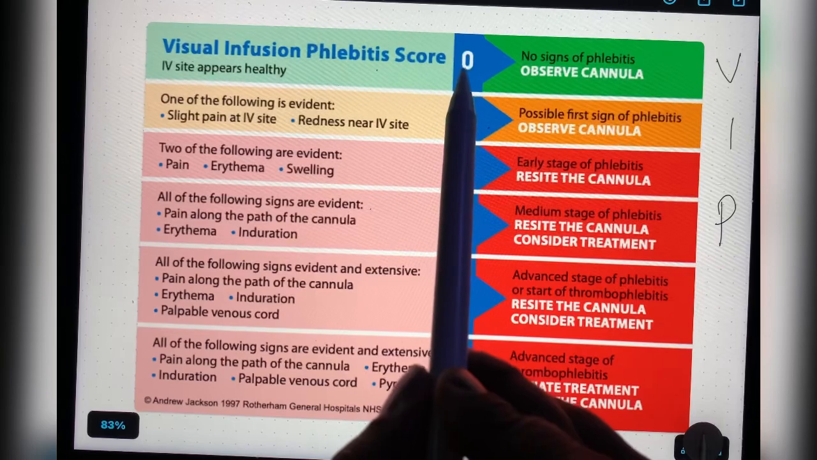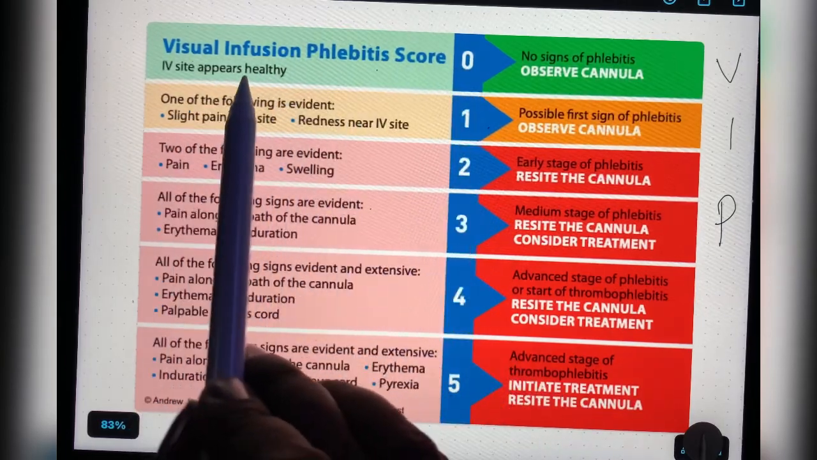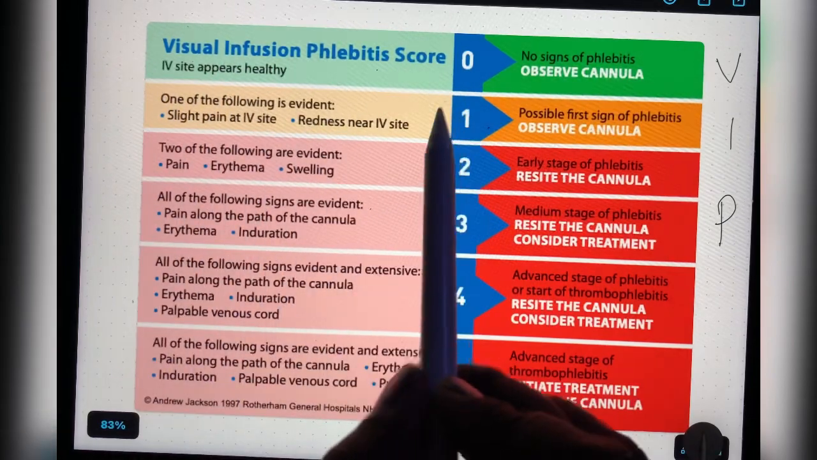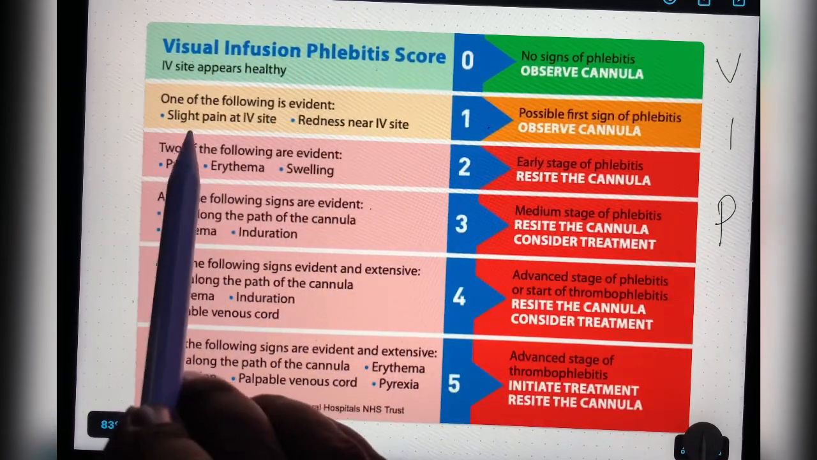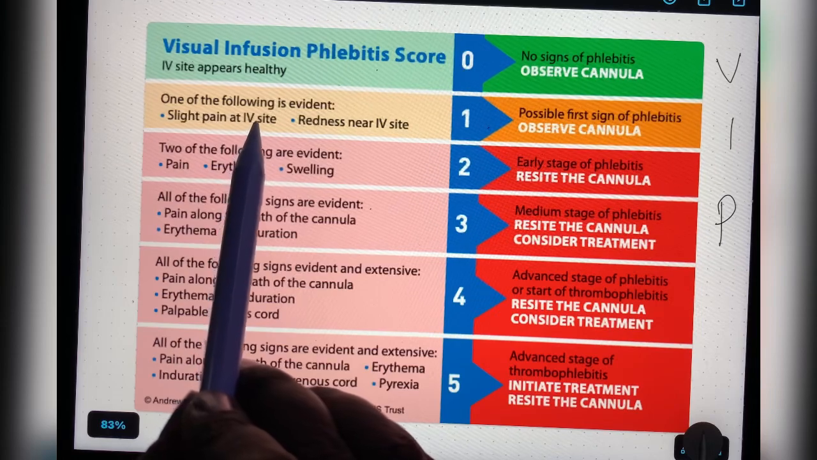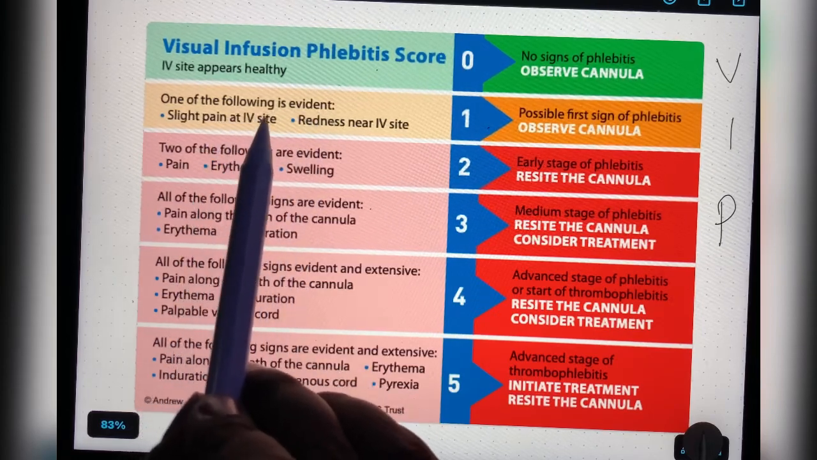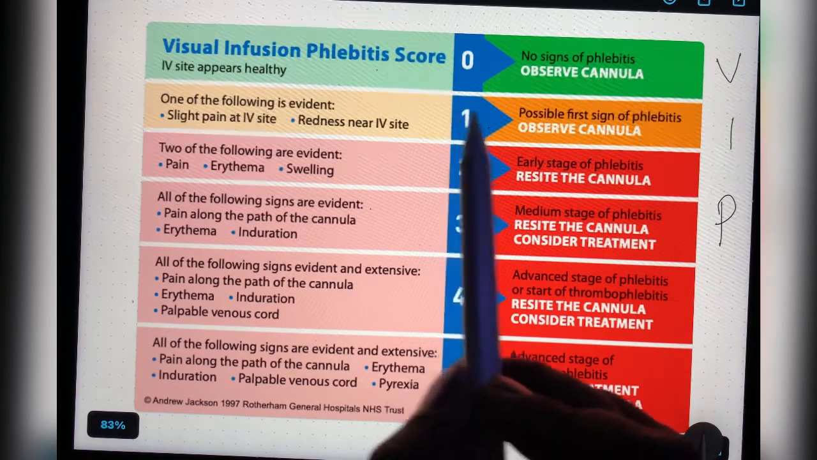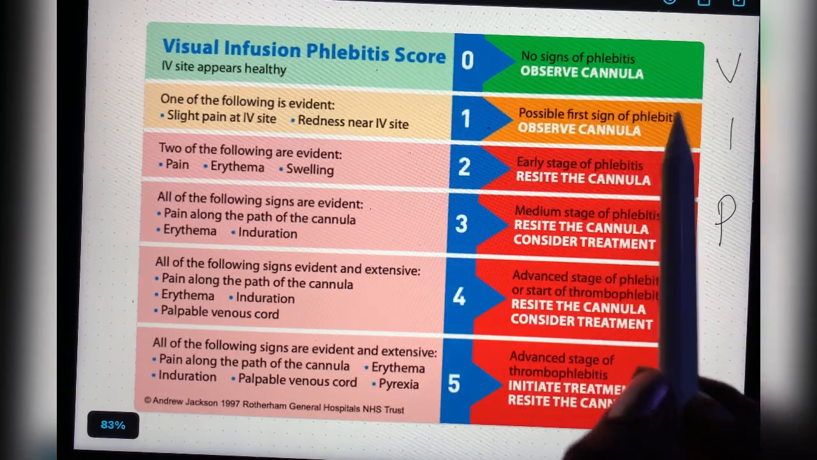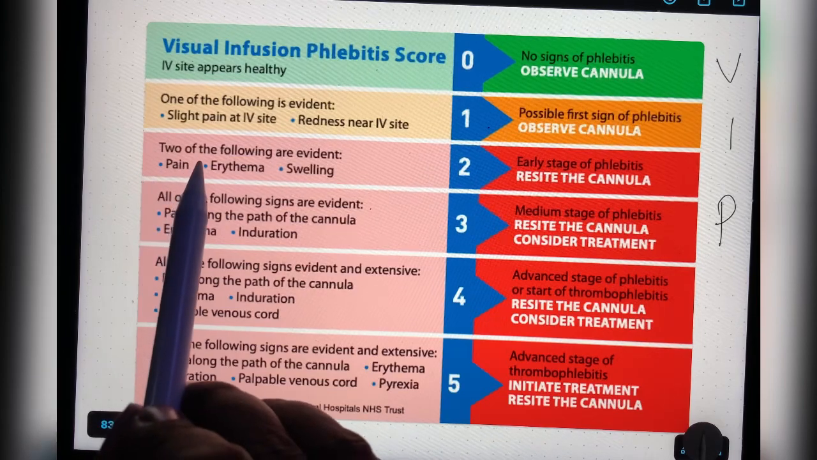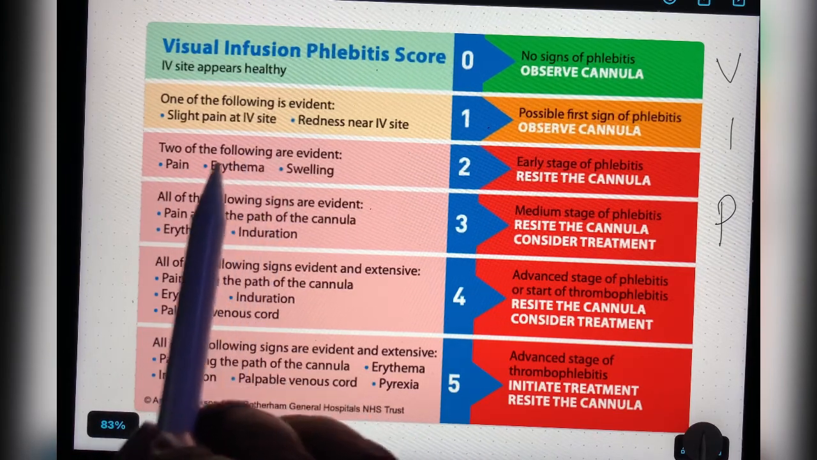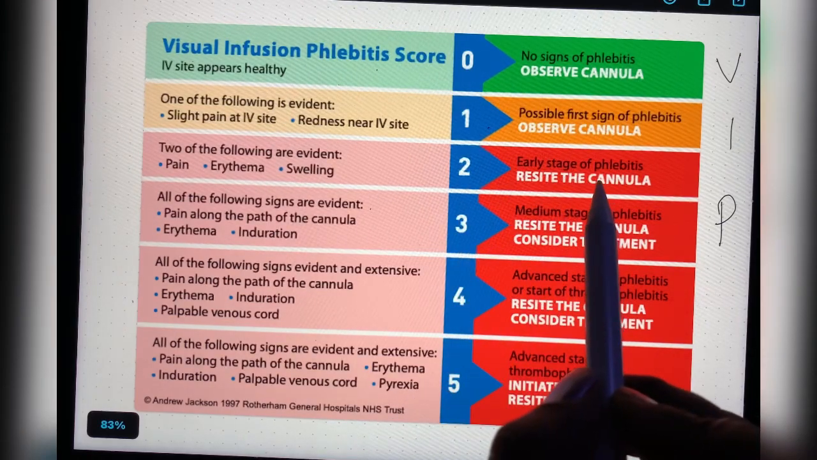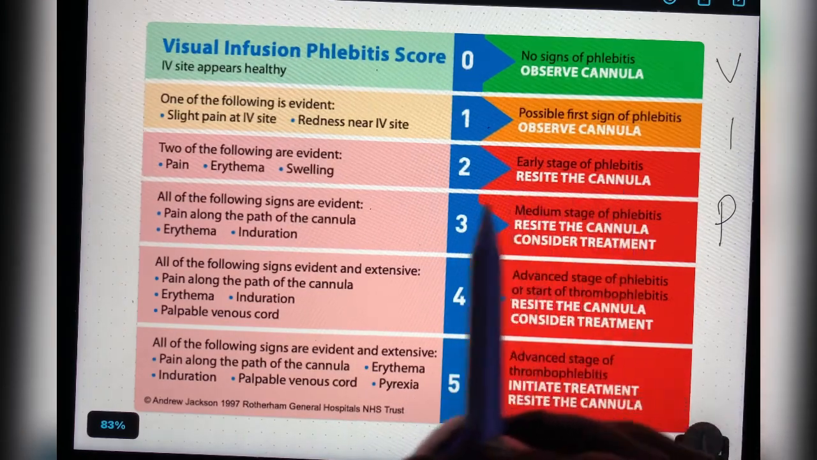If the patient has a 0 score, that means the IV site appears healthy and there are no signs of phlebitis. If the patient has a score of 1, the patient may complain of slight pain at the IV site or redness. If either one is present, you can give a mark of 1 and please observe for possible signs of phlebitis. If the patient has any two of the following, like pain, erythema or swelling, you just need to resite the cannula, and this is known as the early stage of phlebitis.